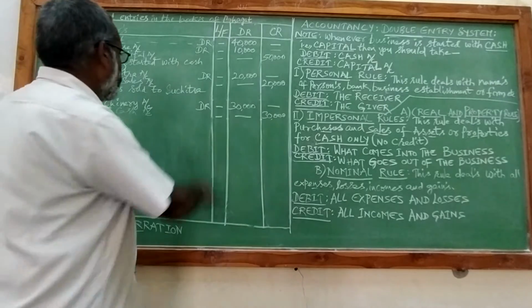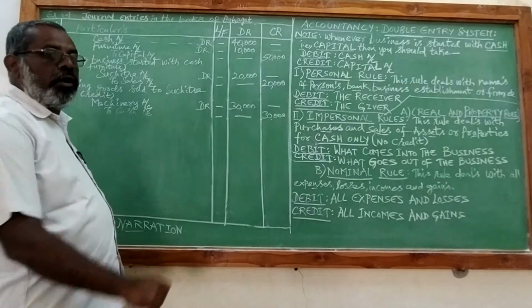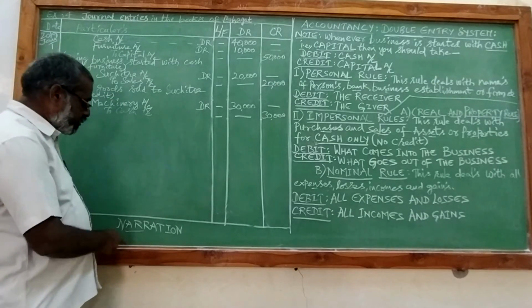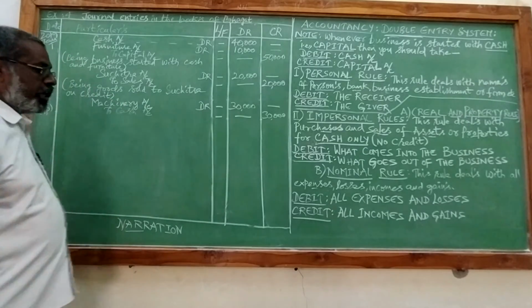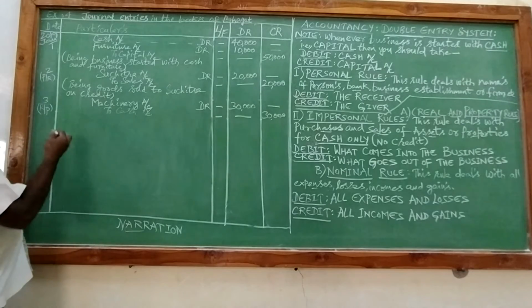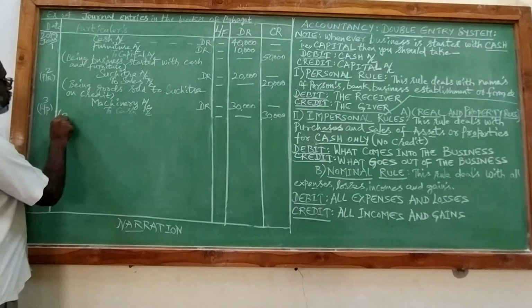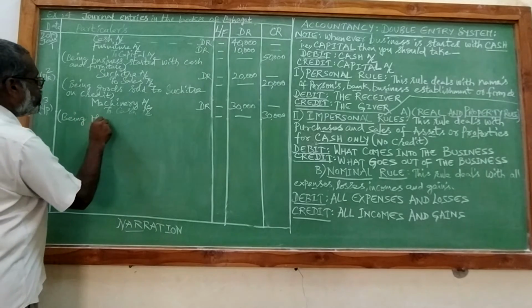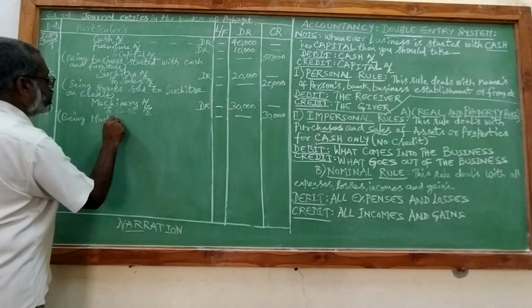After writing this journal entry, we should write a statement for what purpose you have written it. That statement is called narration. The narration will start with the word being: Being machinery purchased.